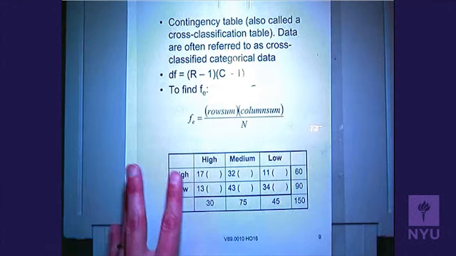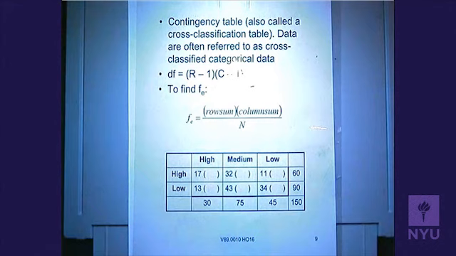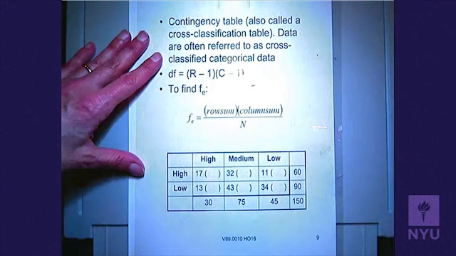Oh, we have to talk about how to get the expected frequencies. So this is called a contingency table. It's also called a classification table. You might see this kind of thing in SPSS, or this is much more common if you go into a work setting, somebody might ask you to set something up like this. Data are often referred to as cross-classified categorical data.